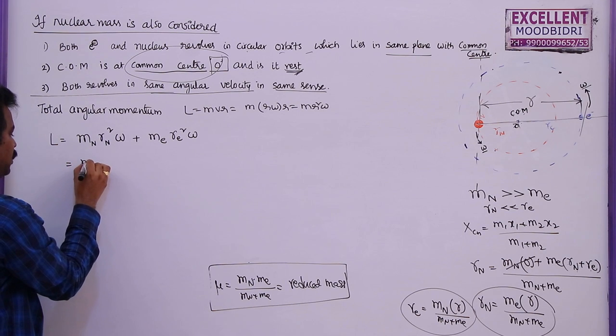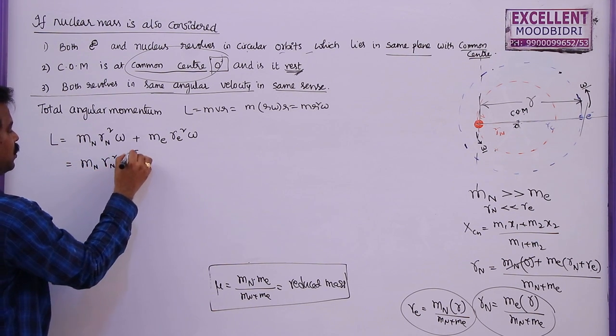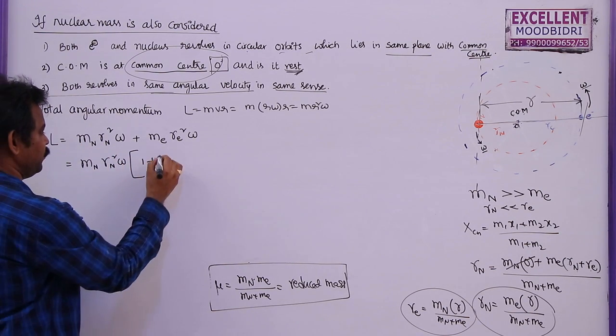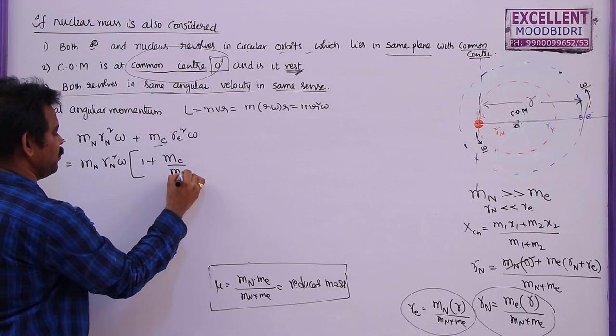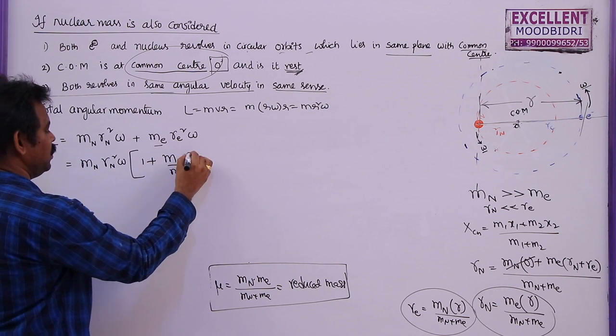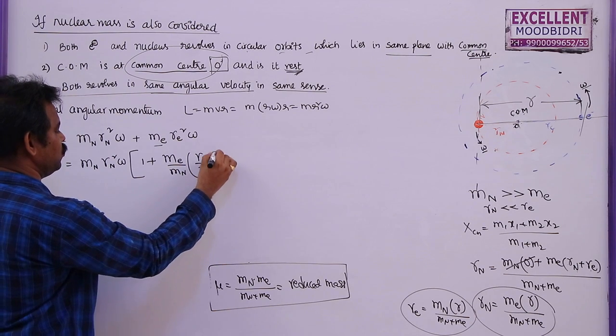Now I am going to take Mn common, and Rn square omega common. Multiplying with 1 you get the first term. For the second term, I need Me, so multiply with Me by Mn. If you multiply these two, the Mn gets cancelled, you get Me, and this will be Re by Rn whole square.